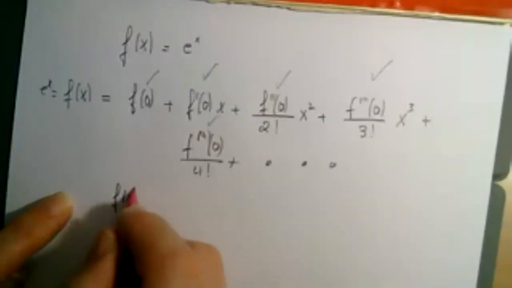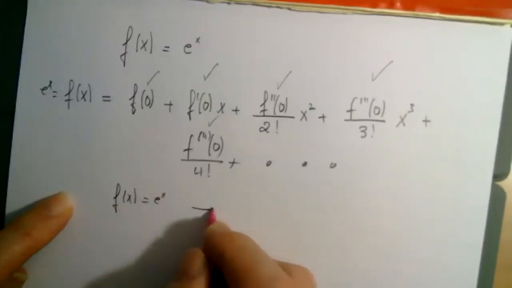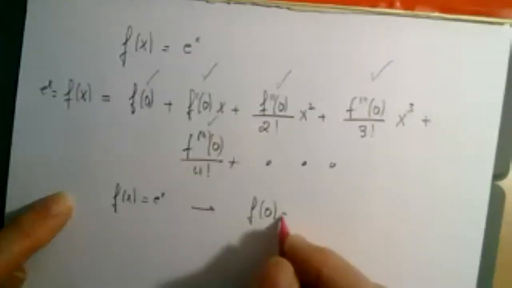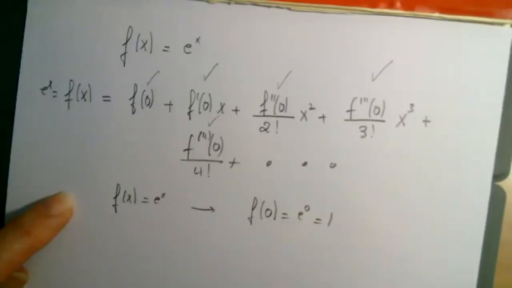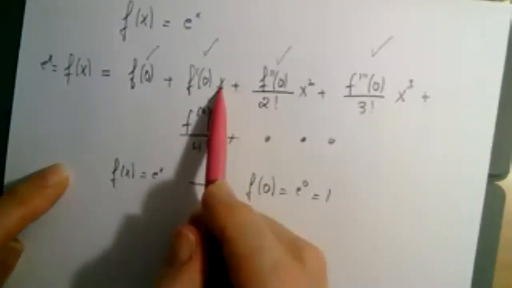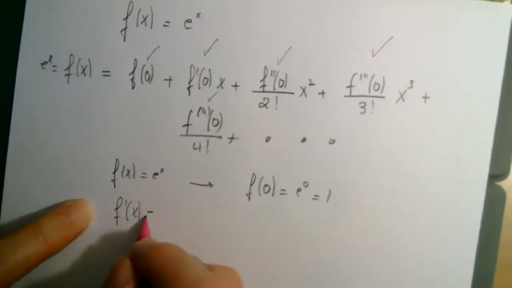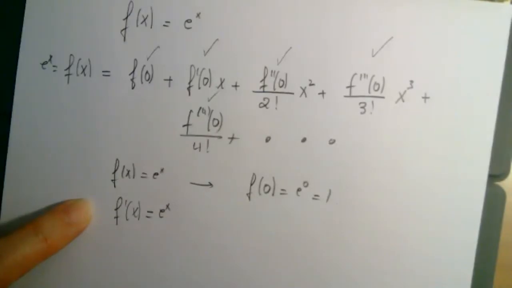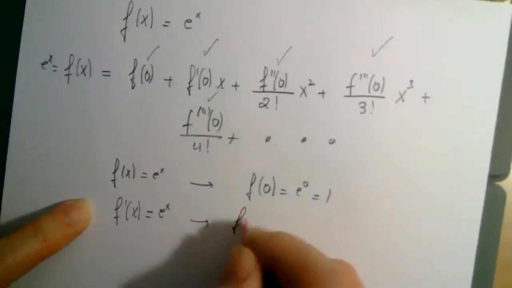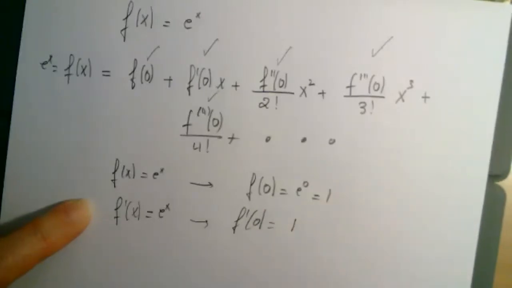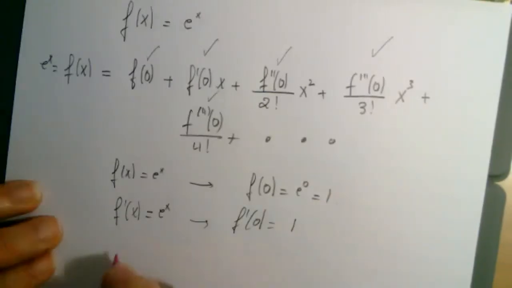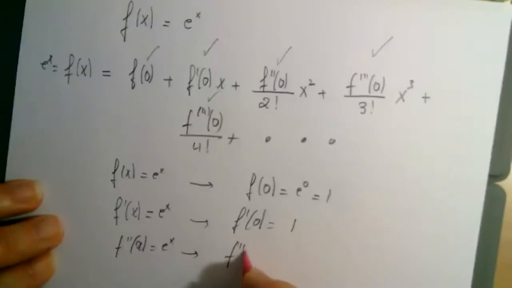So f of x is e to the x. So f of 0 is e to the 0, which is 1. Okay? Now, I want to find the coefficient of x. I need the derivative. But what's f prime? It is again e to the x. It means f prime at 0 is 1. What's the second derivative? Again, e to the x. That's why it's a very easy function. It means its second derivative is also equal to 1.